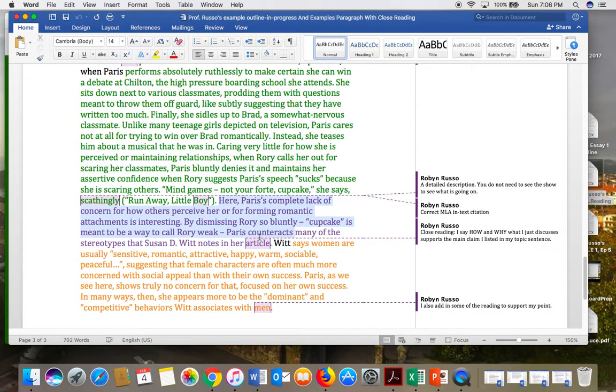So I've got that close reading on my own, and then you'll see as I move into the orange, I begin to support it with the Susan D. Witt article. I say basically Witt says this is the way men behave or the way women behave, and we see what Paris is doing here is actually the opposite. So whether we like or hate Paris as a character, she's certainly one of the anti-heroes of this show. We can see that she's definitely moving away from those traditional gender roles.